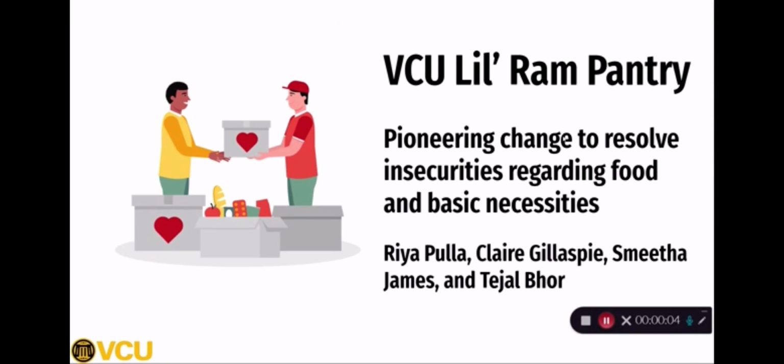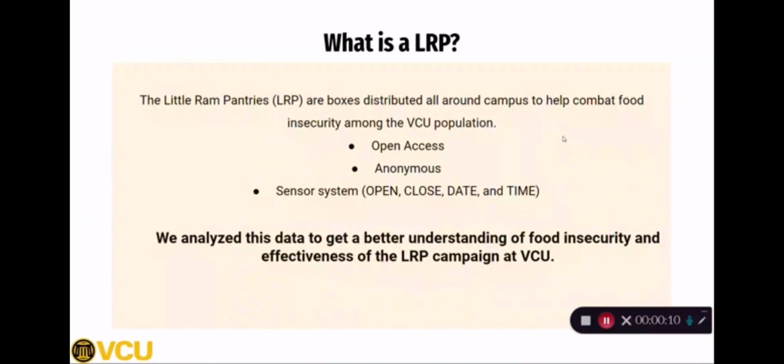And I'm Tejal, and we picked prompt 3 from the data visualization category, visualization of Little Ram Pantry usage. What is a Little Ram Pantry? They're boxes distributed all around campus to help combat food insecurity among the VCU population. They have sensor systems on the door that record interactions such as open, close, date, and time. We analyze this data to get a better understanding of food insecurity and the effectiveness of the LRP campaign at VCU.